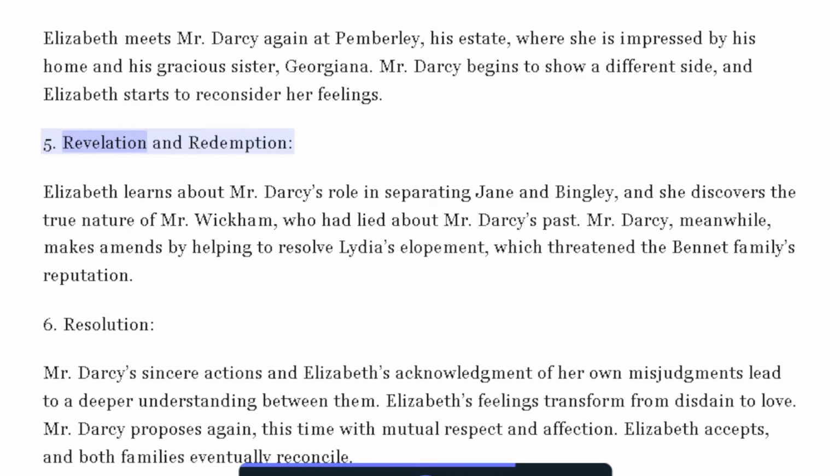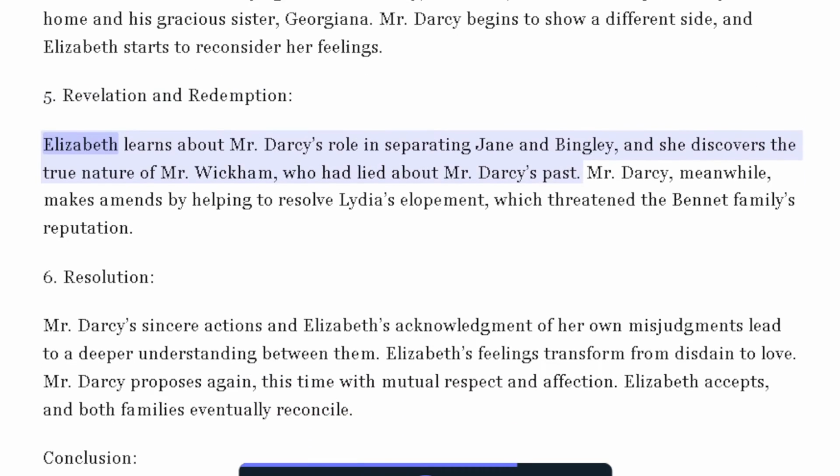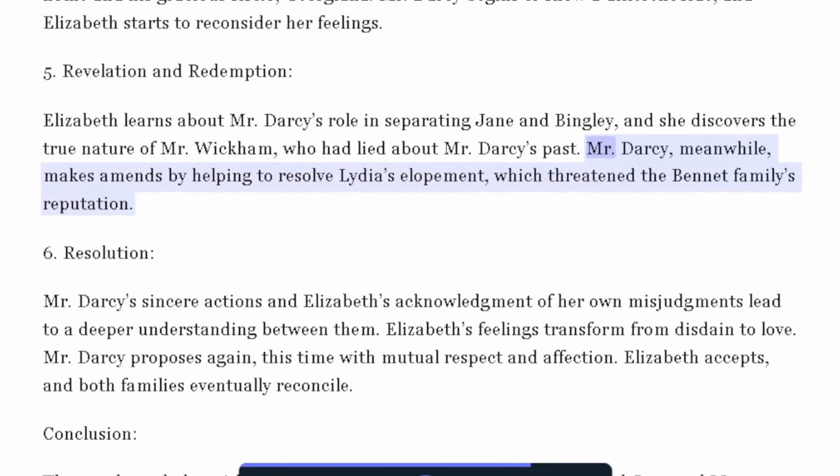5. Revelation and redemption. Elizabeth learns about Mr. Darcy's role in separating Jane and Bingley, and she discovers the true nature of Mr. Wickham, who had lied about Mr. Darcy's past. Mr. Darcy, meanwhile, makes amends by helping to resolve Lydia's elopement, which threatened the Bennet family's reputation.